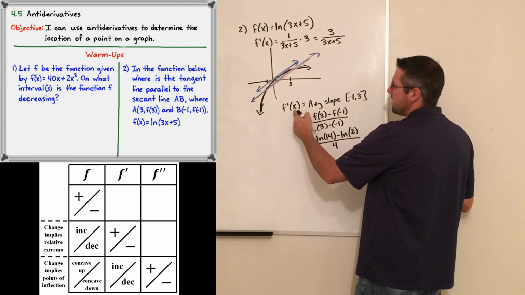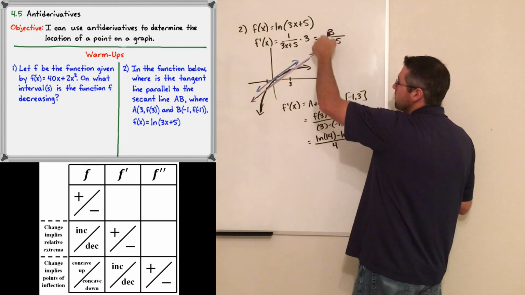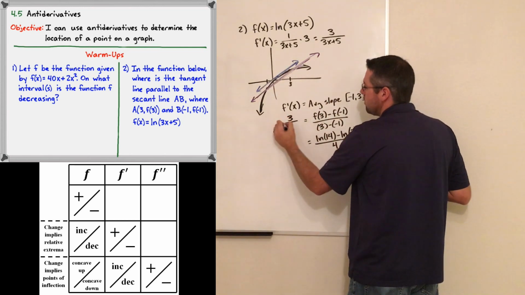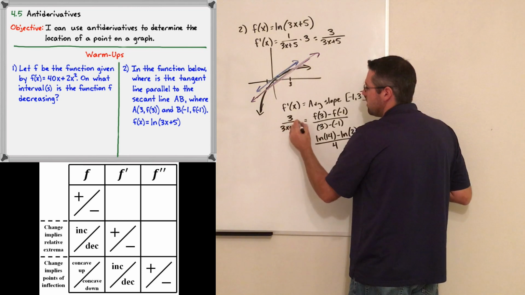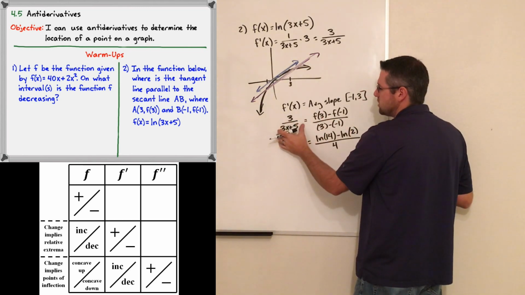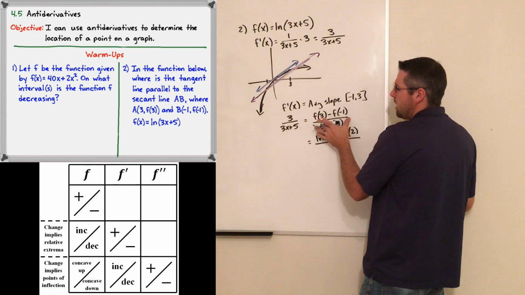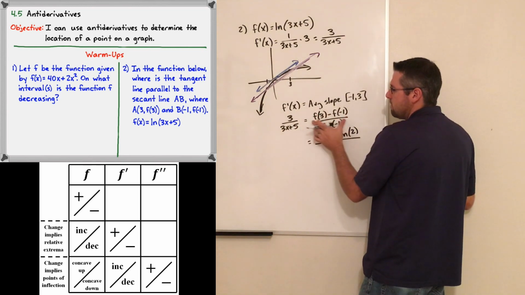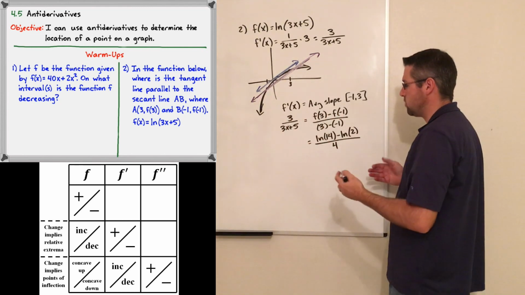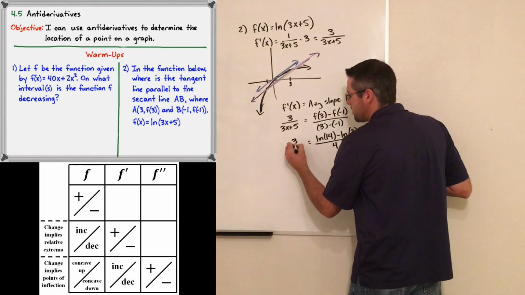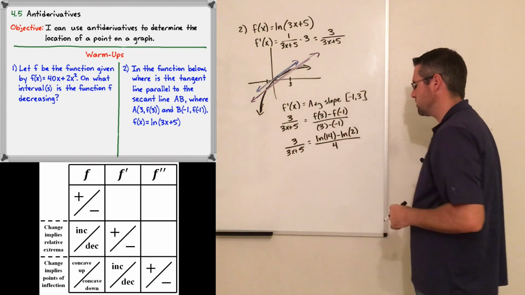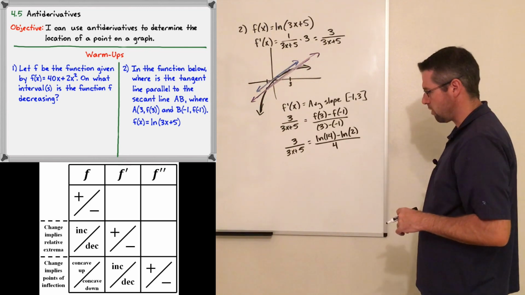So then we would say f prime of x, which is equal to 3 over 3x plus 5, is equal to the average slope. So let me put that in here. 3 over 3x plus 5. The derivative is equal to the average slope. The slope of the tangent line is the same as the slope of the secant line. Because they are the same, that would imply that those two lines are parallel to each other, and that's what we're looking for. So we end up with 3 over 3x plus 5 is equal to natural log of 14 minus natural log of 2 all over 4.